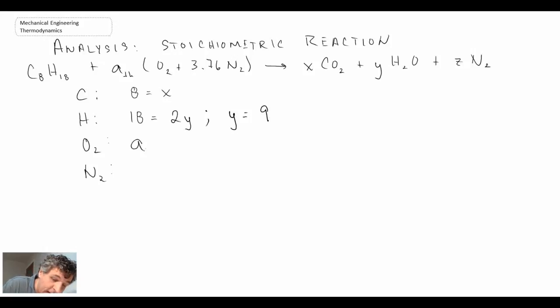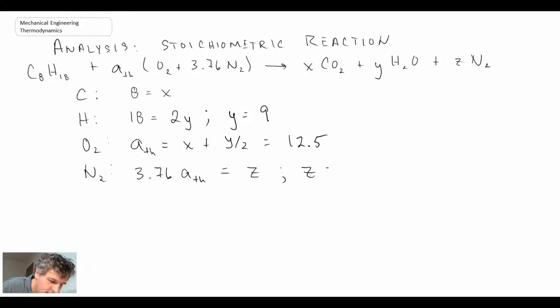Now for diatomic oxygen, that helps us get the theoretical air. We can plug in the values of X and Y and find that to be 12.5. And then finally for nitrogen, on the left it's 3.76 times a theoretical, and that equals Z on the right-hand side, which is 45.12. So there we have our stoichiometric balance.